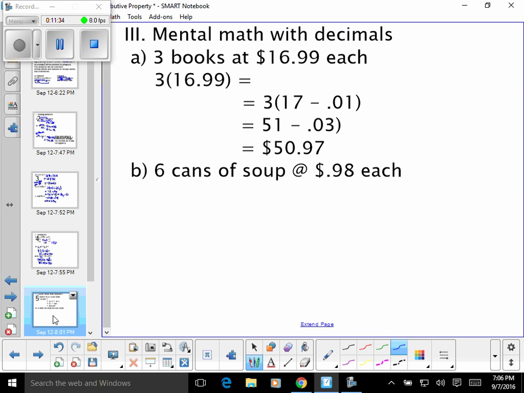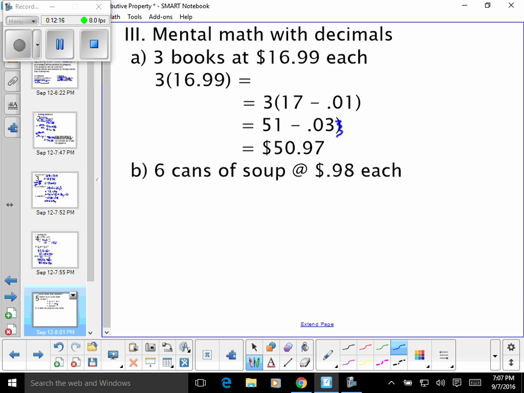What we have is 3 books at $16.99 each. Now, $16.99 is really $17 minus a penny. 3 times 17, using our distributive property, is 51, and 3 times the 1 penny would give us 0.03 or 3 cents. Now it's pretty easy to do a mental math subtraction. What's 3 cents less than $51? $50.97. This parentheses over here, by the way, is a boo-boo that I have not been taking out.